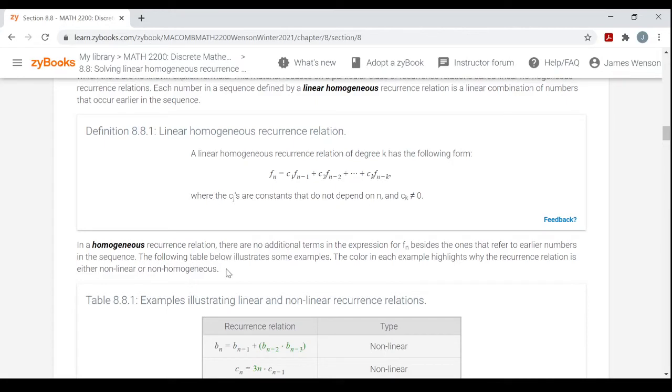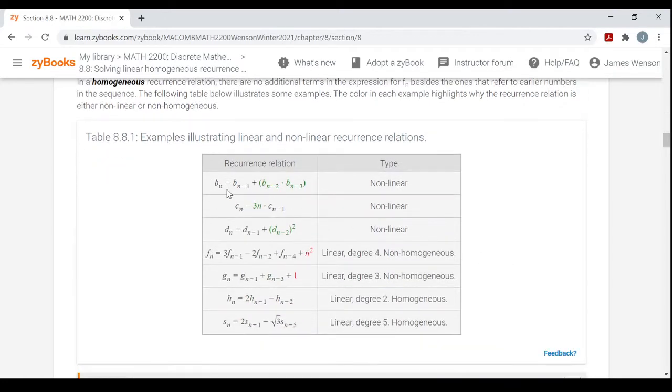So the following table below illustrates some examples. All right, so here's an example. Say b sub n is 1 times the previous term. So far so good. Plus 1 times the product of the term two terms ago and 3 terms ago, b sub n minus 2 times b sub n minus 3. This is not linear. This product of 2 previous terms makes it non-linear.